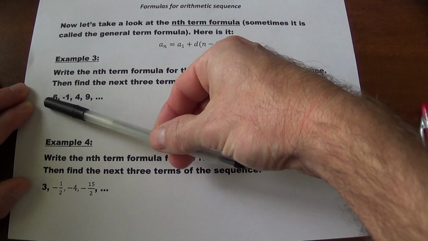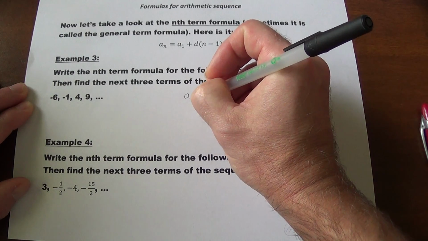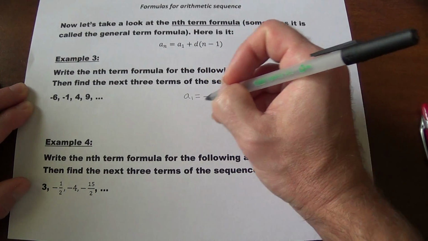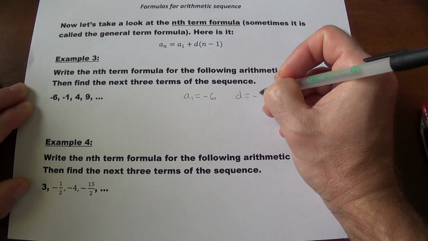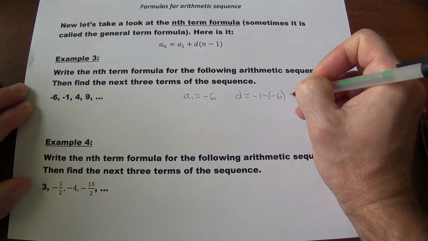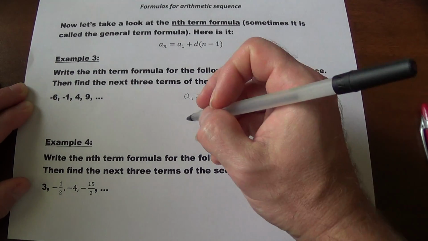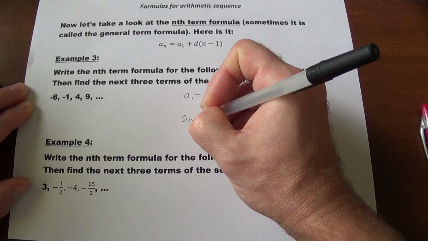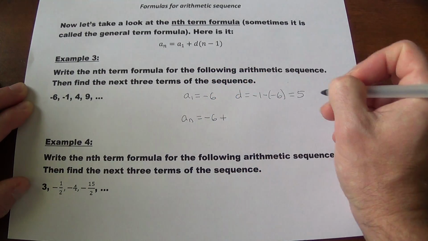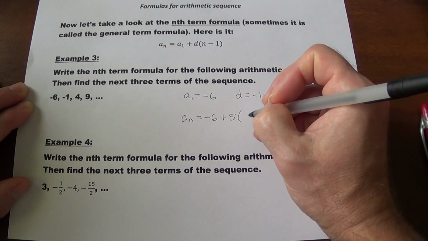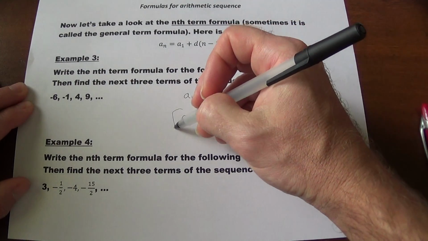So here's our sequence, negative 6, negative 1, 4, 9. The first term here obviously is going to be negative 6. The common difference here is going to be negative 1 minus negative 6, which is positive 5. And then to write the formula, you're simply going to write a sub n equals the first term, which is negative 6, plus the common difference, that's 5, times n minus 1. And that is going to take care of that.